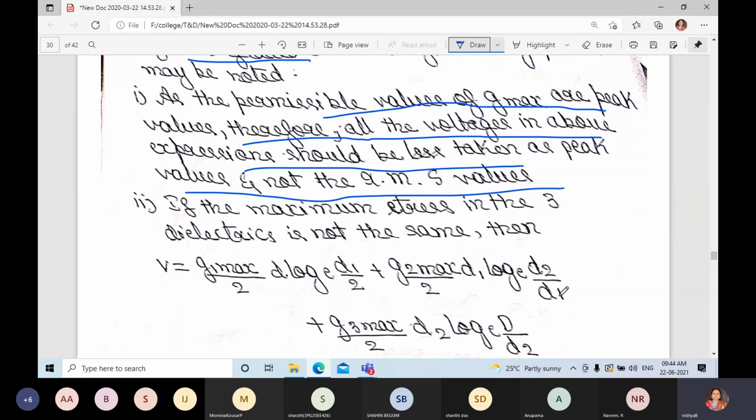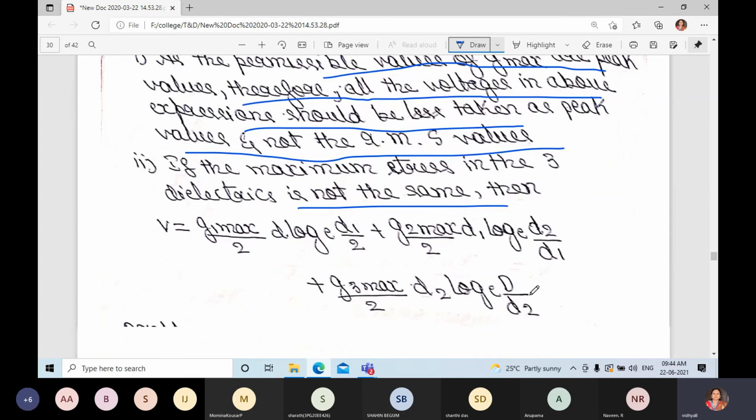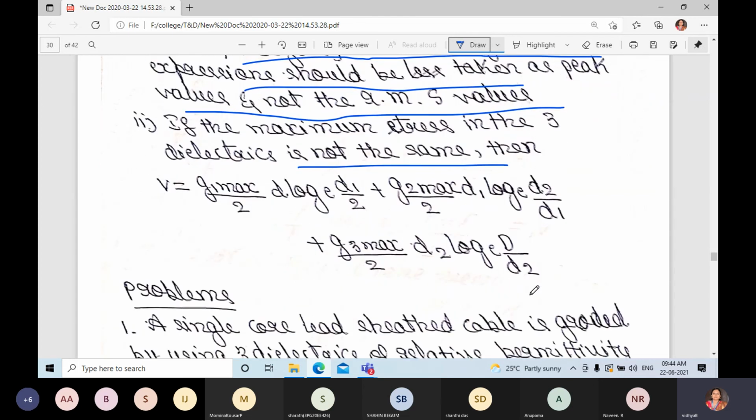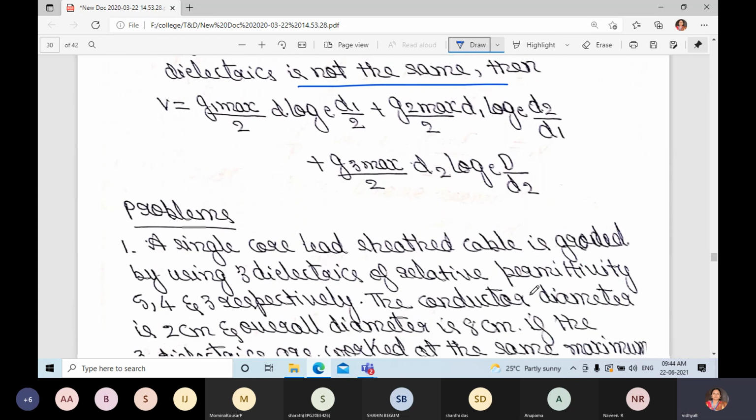Okay, if the maximum stress in the three dielectrics is not the same, then V is equal to G1 max divided by 2 d log e d1 by d plus G2 max d1 divided by 2 log e d2 divided by d1, and so on. That is, they have added the V1, V2, V3 equations. That is the condition where maximum stress in the dielectric is not the same. In the next class, we shall discuss the problems on intersheath grading and capacitance grading.